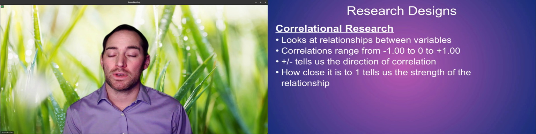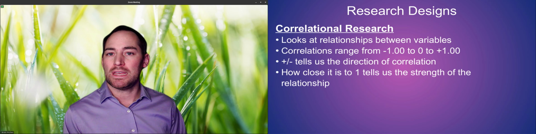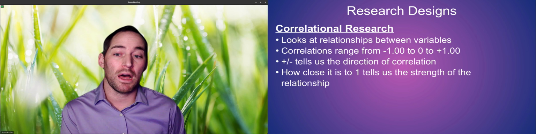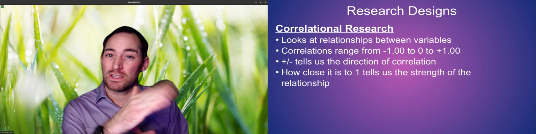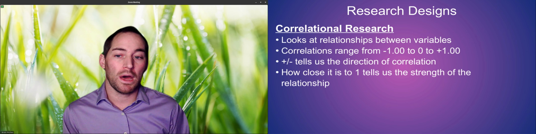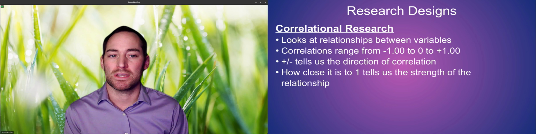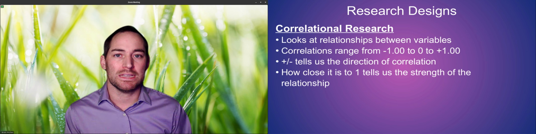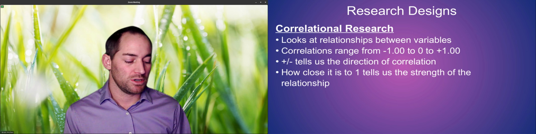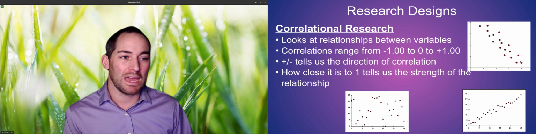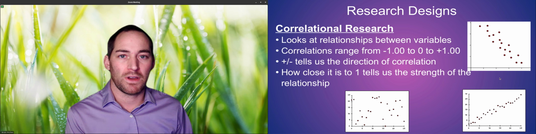Correlational research looks at relationships between individual variables. Again, these can range in strength from -1 to +1. The negative or positive tells us what direction the graph is going, and how close it is to 1 tells us how strong the relationship is. If it's close to 0, it's a very weak relationship, even non-existent. Closer to 1, very strong relationship. So some examples here. This is a pretty strong negative correlation. You can see it's going this way. This could be any two variables.